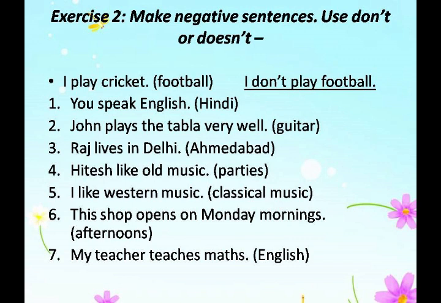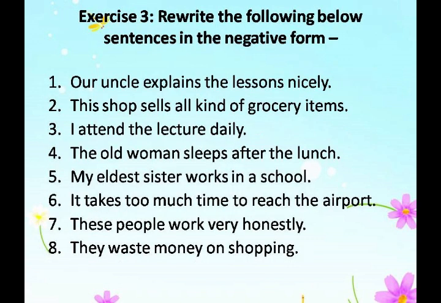Like you can see in the example, I play cricket, and in brackets football is given. So you can write, I don't play football. Okay, in the same way you can write the other answers also. In exercise 3, you have to rewrite the following sentences in the negative form. Our uncle explains the lessons nicely. So here the negative form will be, our uncle doesn't or does not explain the lessons nicely. Write down the remaining answers in your notebook and check your answers afterward.